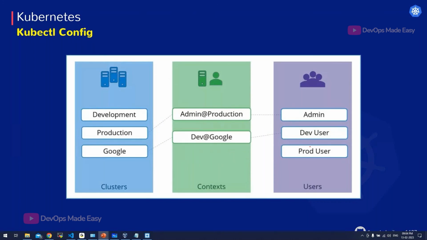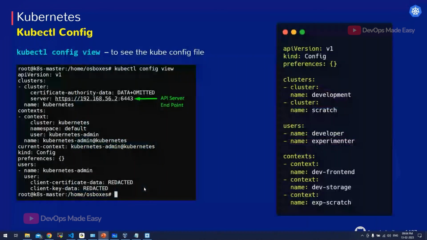If I make the dev user talk to Google, this is the context. If I make it current, then what will kubectl do? Whatever command you run, kubectl will take this dev user's credentials and try to authenticate with this particular cluster. That's it. Let me show you a quick example.